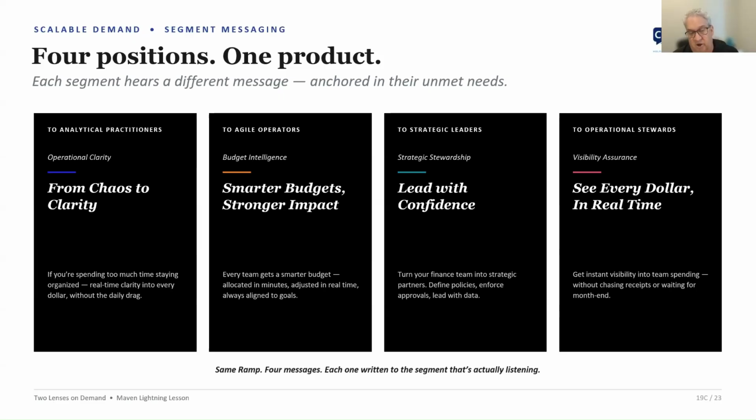The analytical practitioner is trying to move from chaos to clarity. The agile operator is thinking about smarter budgets, stronger impact. Strategic leaders are trying to lead with confidence. Operating stewards are trying to see every dollar in real time. They have very different motivations or needs around them.